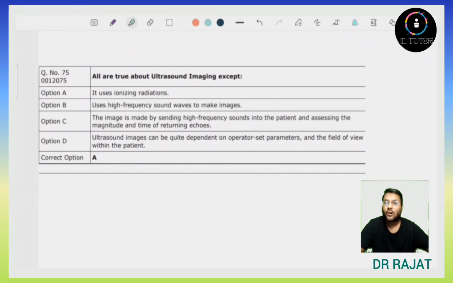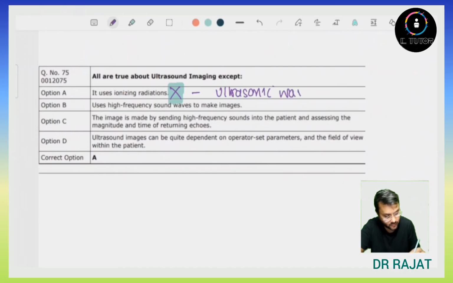Next question is all are true about ultrasound imaging except. So it uses ionizing radiation. No, first option is wrong. It uses ultrasonic waves which are non-ionizing in nature. It uses high frequency sound waves to make images. This is true.